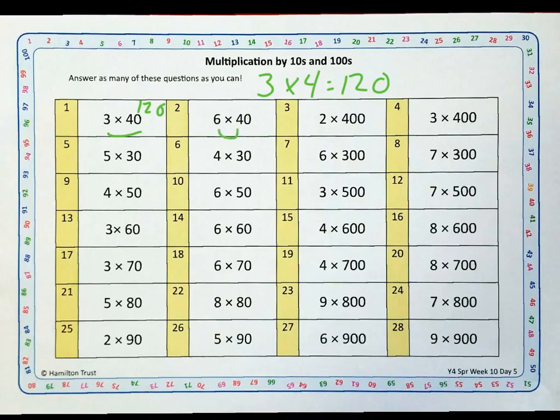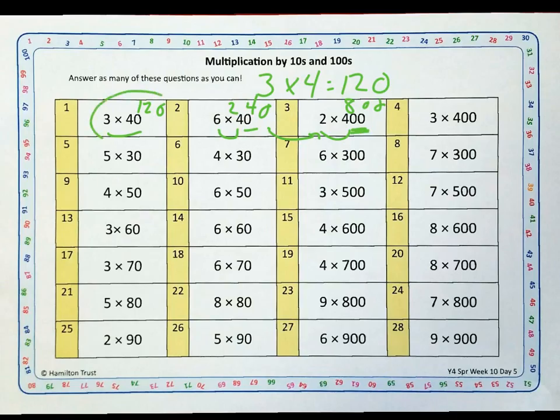6 times 4 is 24. Then multiply by 10 is 240. So if we know that 6 times 40 is 240, then we know that 2 times 4 here is 8. Multiply it by 100, it's going to be 800.